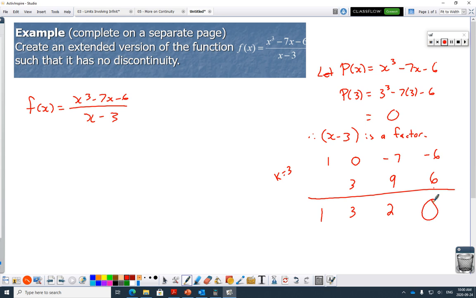Oh yeah. 0. Huh? So what I get here is p of x is x minus 3 times x squared plus 3x plus 2.